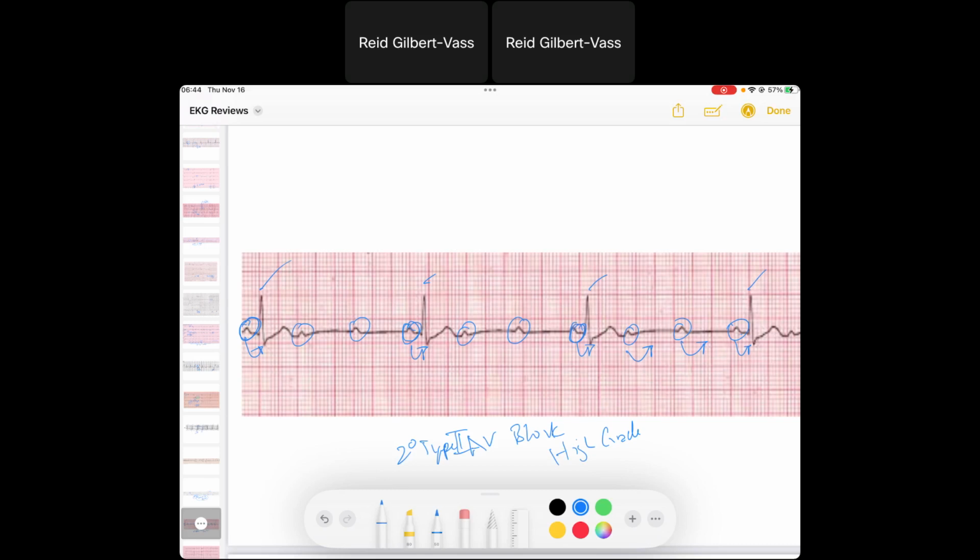So this is really difficult in the fact that this could technically be a third degree as well. It could be a third degree, or it could be a second degree type 2, or a high grade. But I would say we probably need to refer this person urgently to a cardiologist to get a pacemaker regardless.